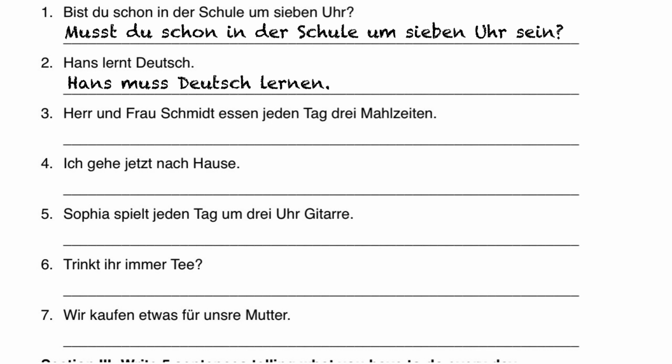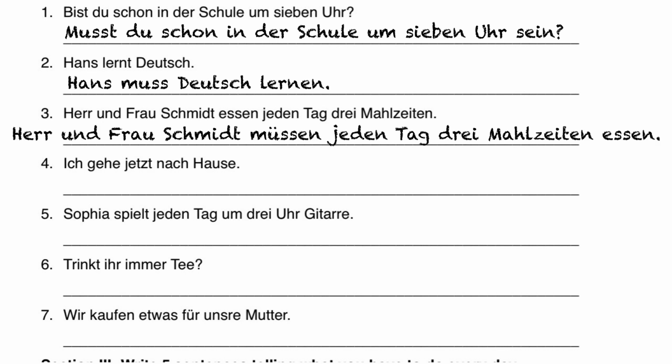Nummer 3. Herr und Frau Schmidt essen jeden Tag 3 Mahlzeiten. Mr. and Mrs. Smith eat 3 meals every day. So for this one, we have to take essen out of the sentence, put it at the end of the sentence as the infinitive, which is exactly the same form as it is right now, and then we have to use the sie, they form for müssen here in the blank there. So we end up with Herr und Frau Schmidt müssen jeden Tag 3 Mahlzeiten essen. Mr. and Mrs. Smith have to eat 3 meals every day.